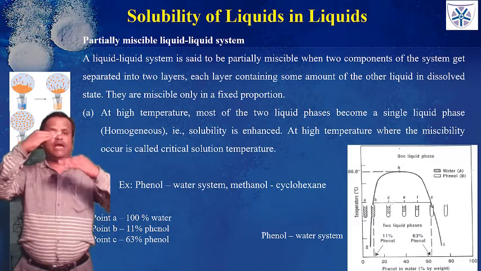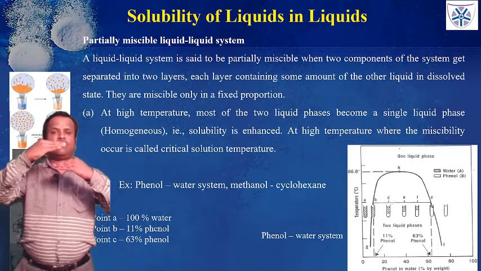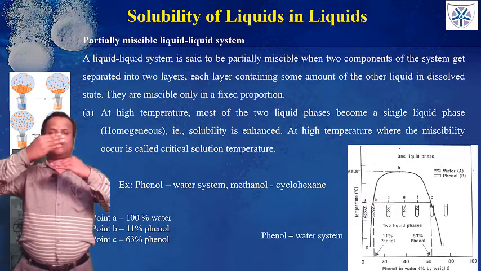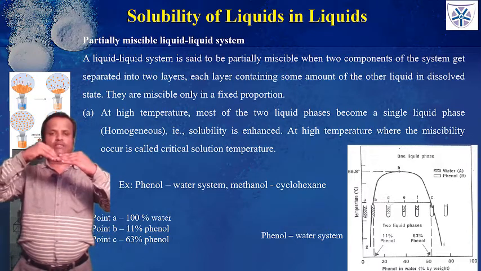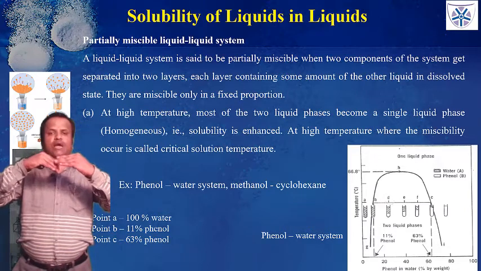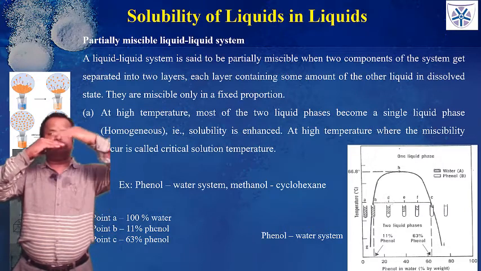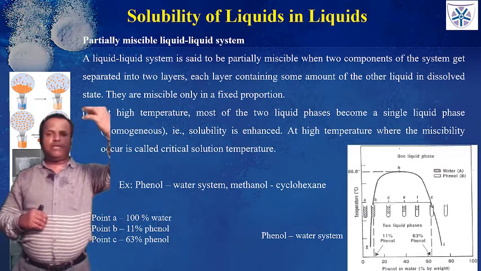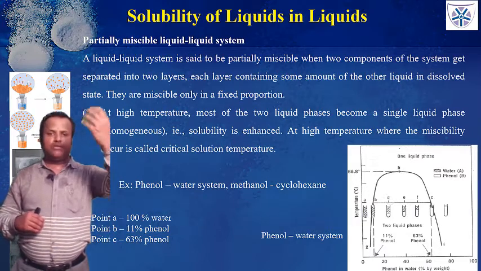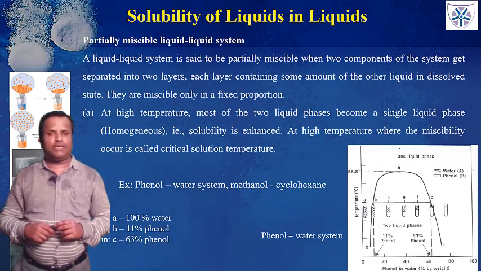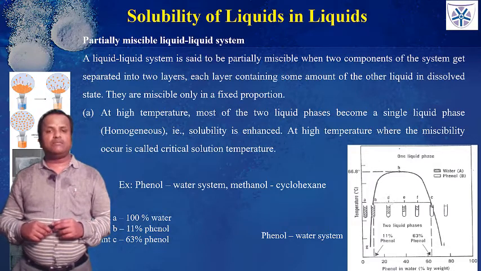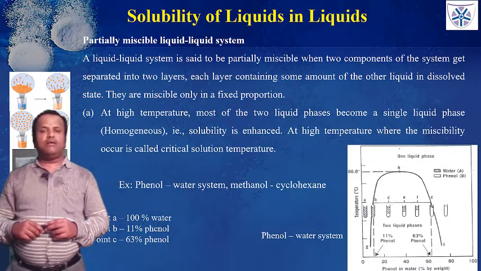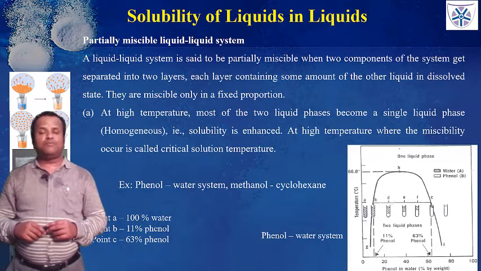If I have A and B, and it is coming under partially miscible liquid state, here this top component is partially dissolved in the bottom component, and this bottom component is partially miscible in the above component. So 10% of the above component should be available in the below component, and vice versa. So this is the partially miscible liquid system. They are miscible only in a fixed proportion.